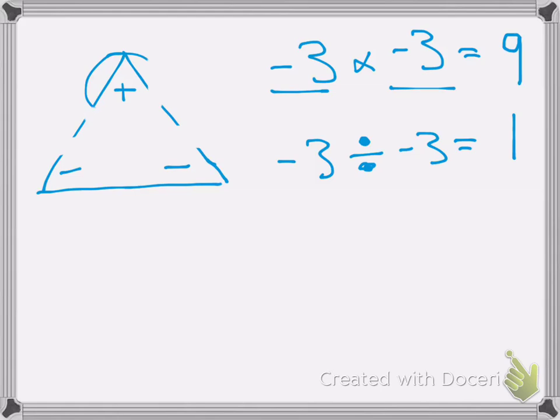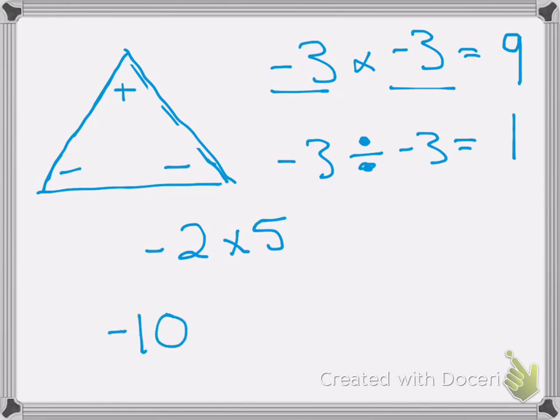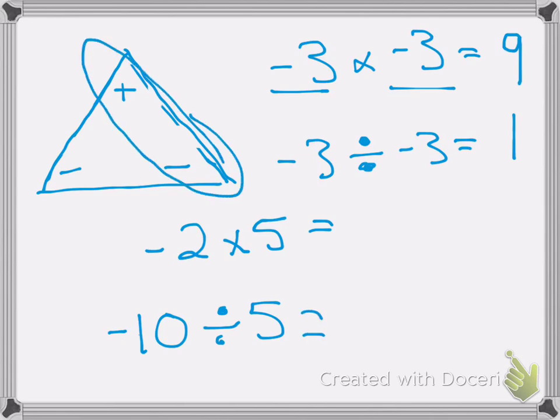Okay? So let's look at this one more time. Let me redraw my nice triangle. Okay, so let's see. On this next one, we've got negative 2 times 5. Okay? And let's just do negative 10 divided by 5. In these two cases, we have a positive and a negative, right? We've got a negative 2, positive 5. A negative 10, positive 5. So when you have a positive and a negative, your answer is going to be negative.